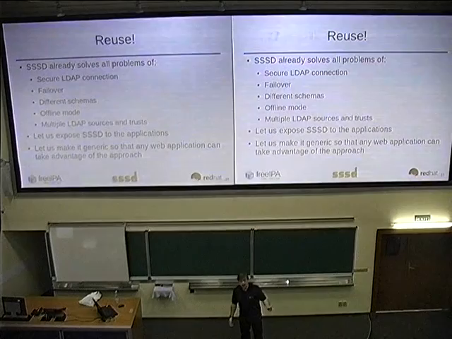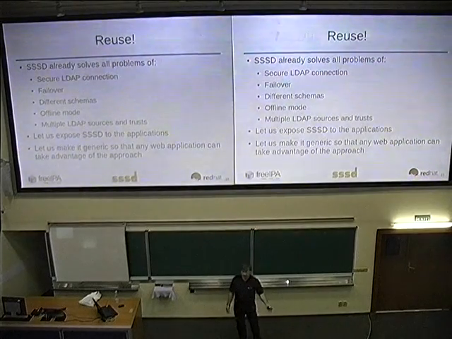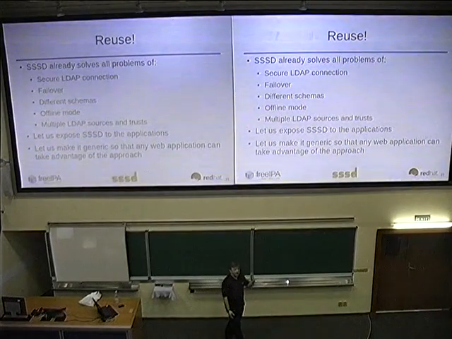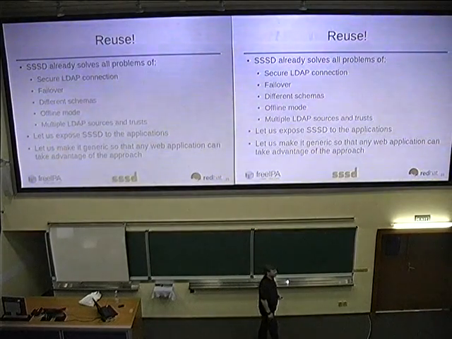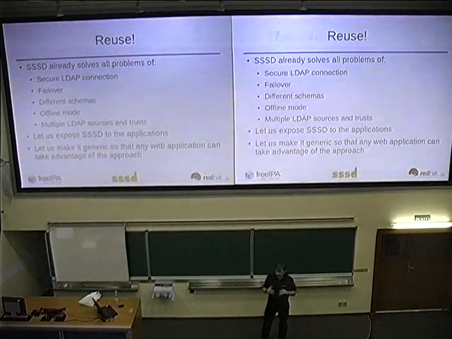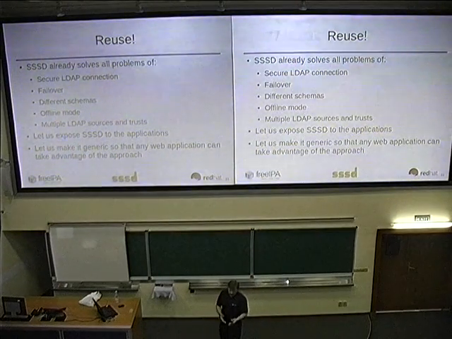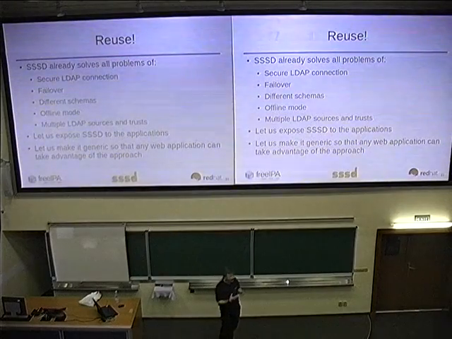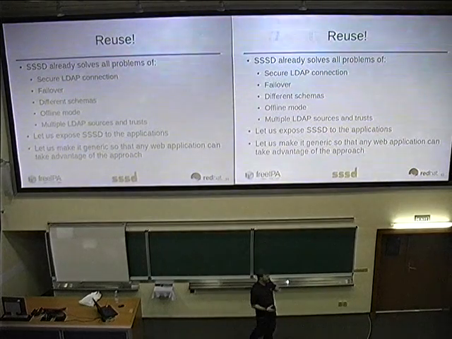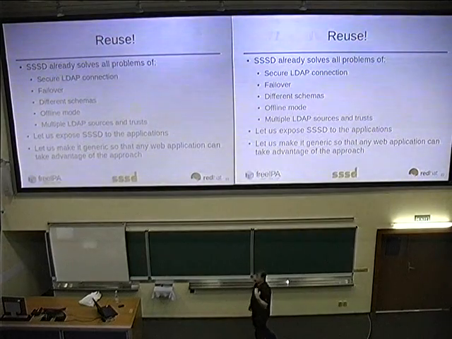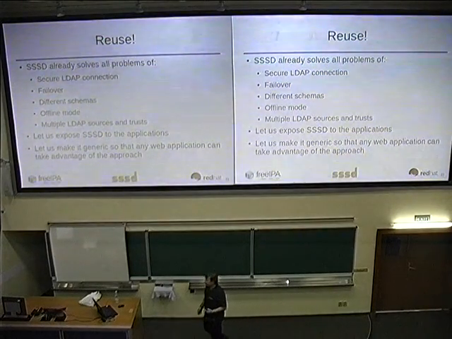It can connect to multiple identity sources. It can cache information. It can do failover, reconnect, right? So all this, and it connects securely. It has ways of using Kerberos and so on. So all the problems that applications are again and again trying to solve are already solved. So why not reuse it?